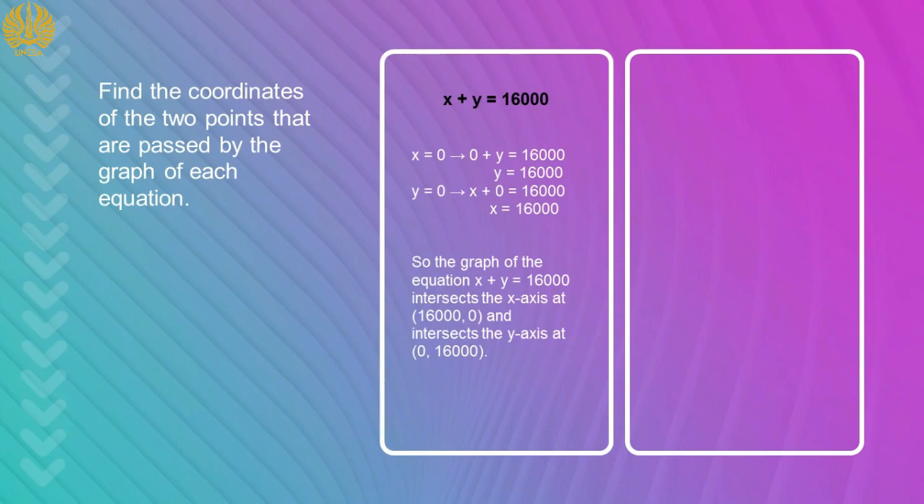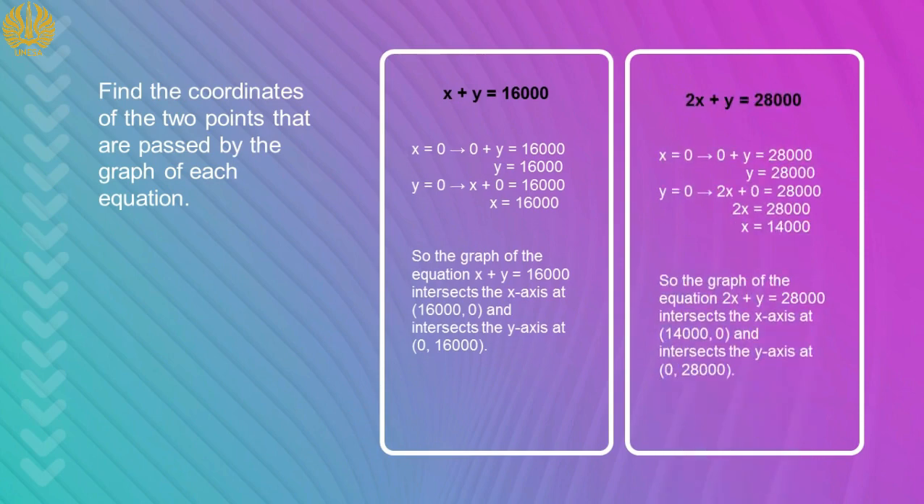So how about the second equation? We will find the coordinates like the first equation. So we get the equation 2x plus y is equal to 28,000, and then we find the coordinate of intersection with respect to the y-axis. So we change the value of x to 0 and input it into the equation. So we get 0 plus y is equal to 28,000 rupiah. And then the value of y is equal to 28,000 rupiah.